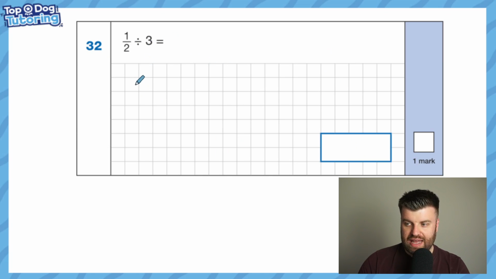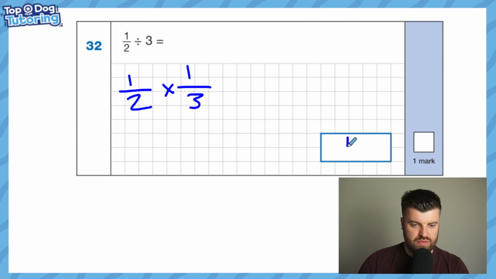1/2 divided by 3. Again, very similar to last time. 1/2, remember what we did last time? I'm going to flip it. So I'm going to say it's 1/3. Now I can do 1 times 1 is 1. 2 times 3 is 6. Did you get it that time after a couple of questions ago? Hopefully you did, because once you know that, these questions become so easy.